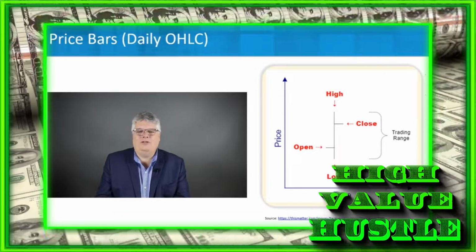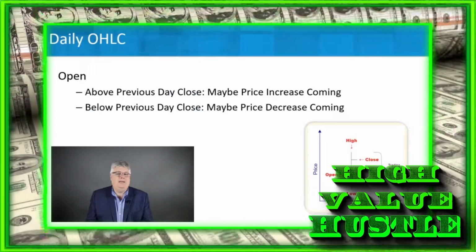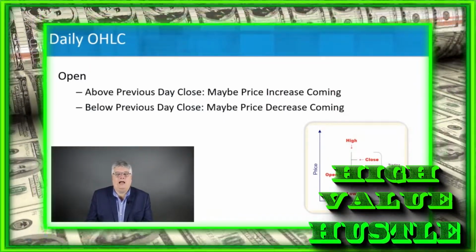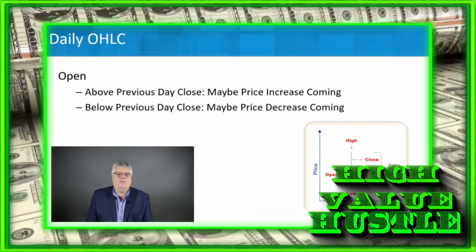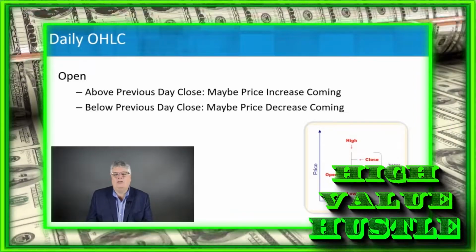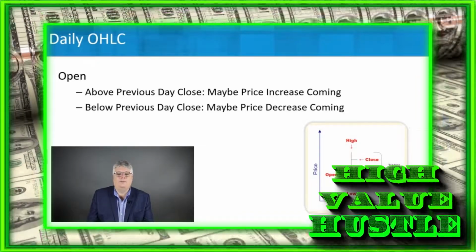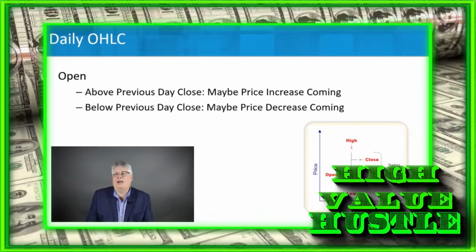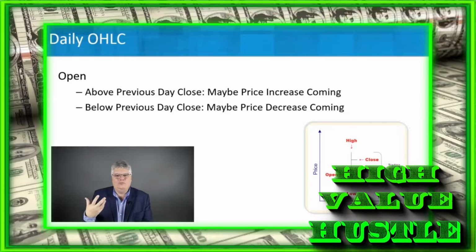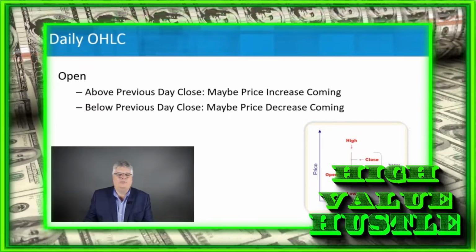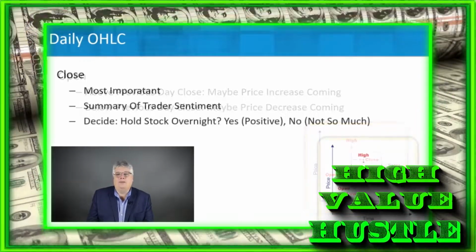If we look a little closer, if an opening is above the previous day's close, that might be an indicator that a price increase is coming, and if we're buying, we want prices to rise. So if they're opening above the previous day's close, that can be an indicator that prices might be rising. The opposite would be if it opens below the previous day's close, which suggests that maybe a price decrease is coming. Now, I wouldn't trade just on that. We want a lot more than that, but that's the general idea of looking at an opening versus a closing. A lot of people don't put a lot of stock in openings. I will tell you, the closing price is more important.